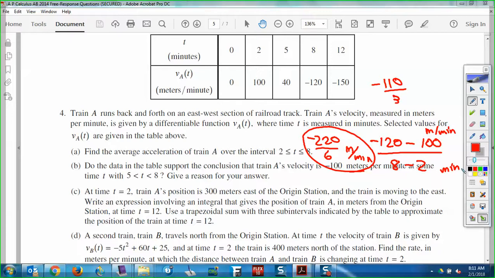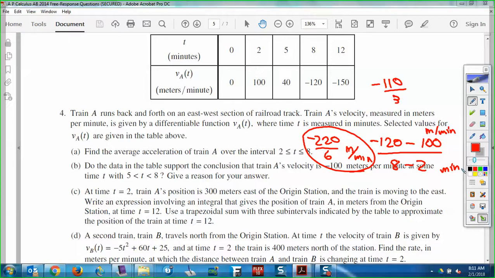On the test in 2014, that was worth 1 point. Remember, this whole question would be worth 9. Average means average rate of change. They don't always say average rate of change, but if we're talking about position, velocity, acceleration, and they say average acceleration, that's the velocity function. If we were doing instantaneous acceleration, we'd do the derivative of the velocity function.